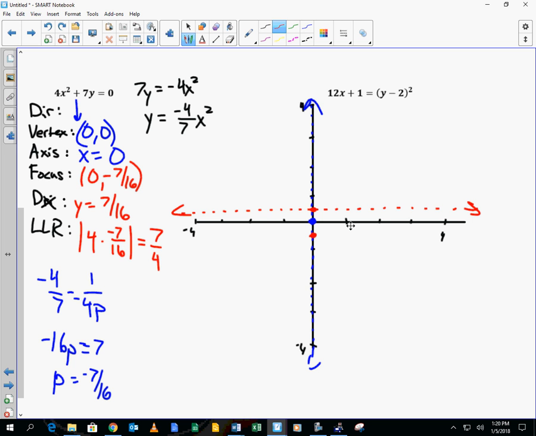So 7/4 is 1.75, but if we think of 7/4, we need to split it in half to decide how much to move in each direction. What's half of 7/4? 7/8, right? So 7/8, which is about 1, just a little bit short of 1, correct? So I'm going to move from my focus just a little bit less than 1 in each direction to make my latus rectum. And now I'm going to draw the shape of my parabola.